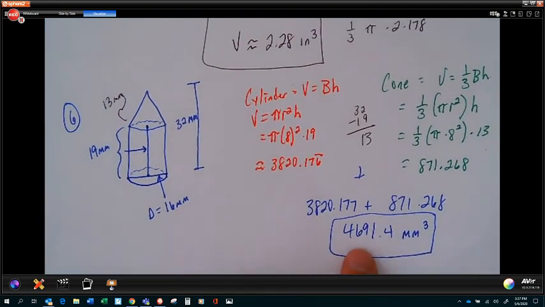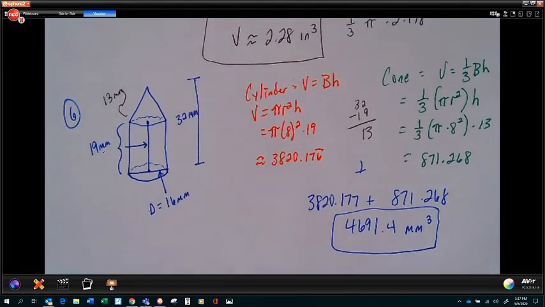We add those together, round to the nearest tenth, and we got 4691.4 cubic millimeters, or millimeters cubed. And that's it. We're not going to have a ton more examples, just to introduce you guys to volume, and then we'll move on from here. But that's it for this lesson.